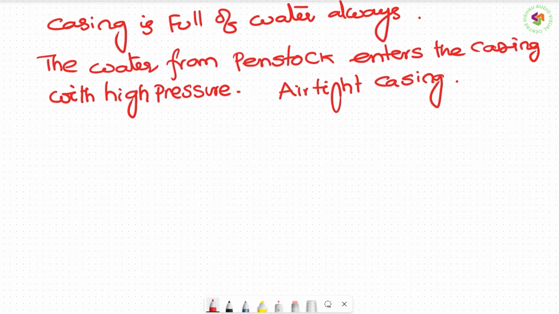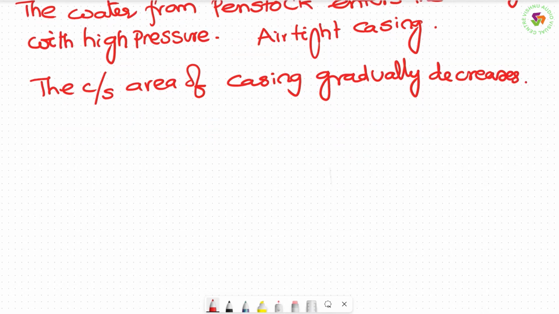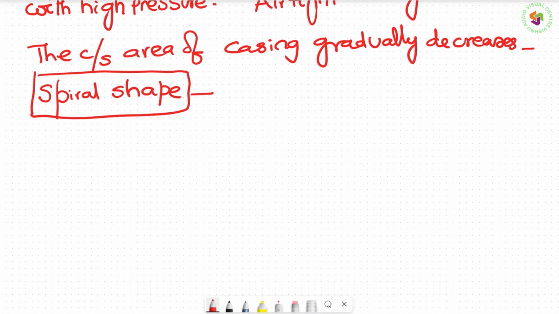This is first thing. Second thing, the cross-sectional area of casing gradually decreases. Gradually decreases. I will show the figure also. Because why does it have to gradually decrease? Finally, when I say gradually decreases, it is of spiral shape. That's why whether you call it casing or spiral casing.